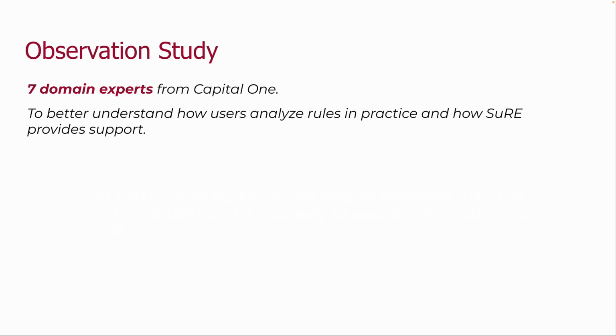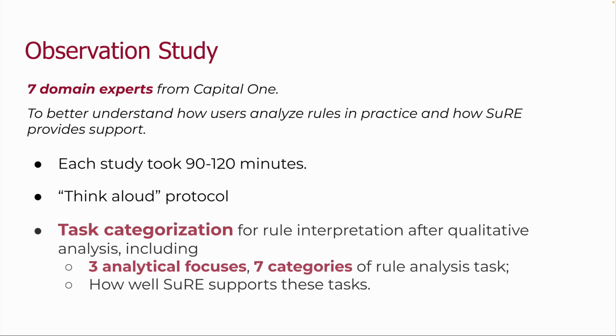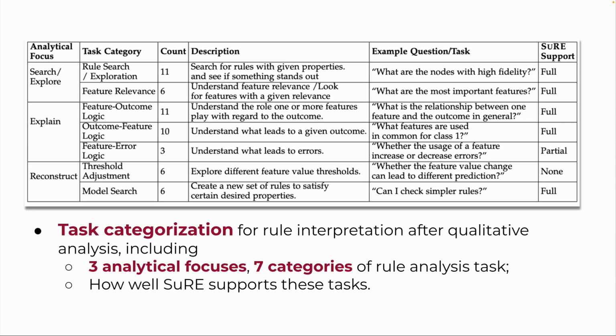To better understand how users analyze rules in practice and how Sure can provide support, we conducted an observational study with 7 domain experts from Capital One. Each study took from 90 minutes to 2 hours, and we asked the participants to think aloud when they used Sure to analyze rules. Based on this study, we contribute a task categorization for rule interpretation after qualitative analysis, which includes 3 analytical focuses and 7 categories of rule analysis tasks, as well as how Sure can support these tasks.